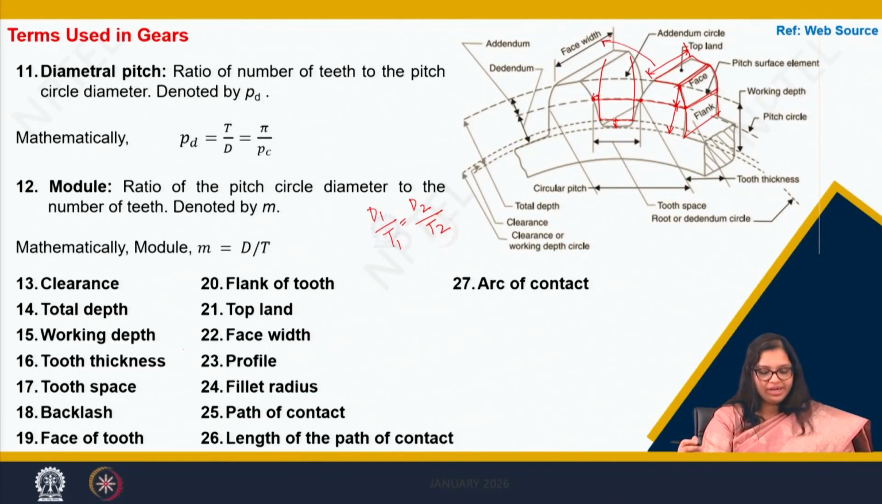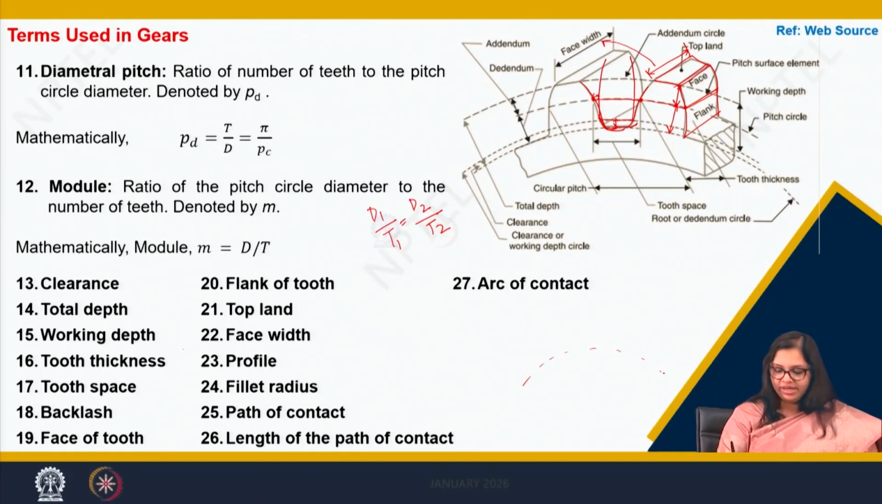Now what do we call the profile? This outer curvature of the tooth, we call the profile of the tooth, and the radius that the profile of the tooth makes at the base circle, we call the fillet radius. Now coming to path of contact, length of path of contact and arc of contact. Let me make you understand by a drawing.